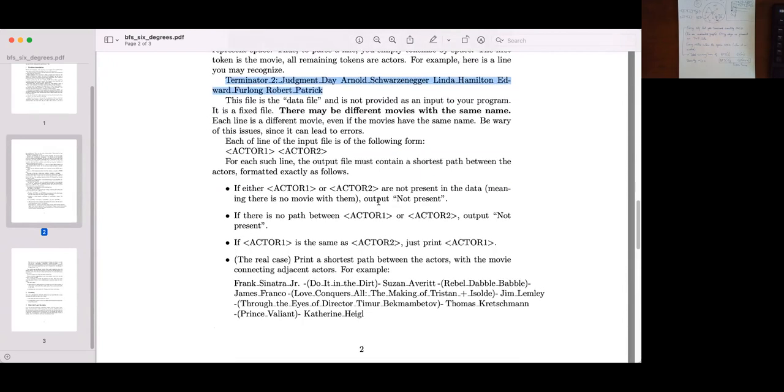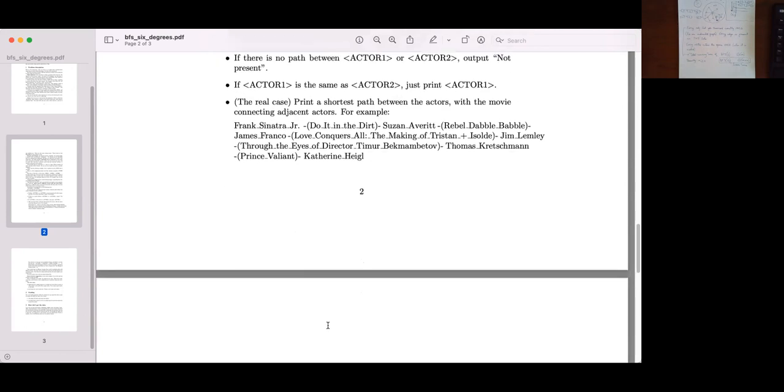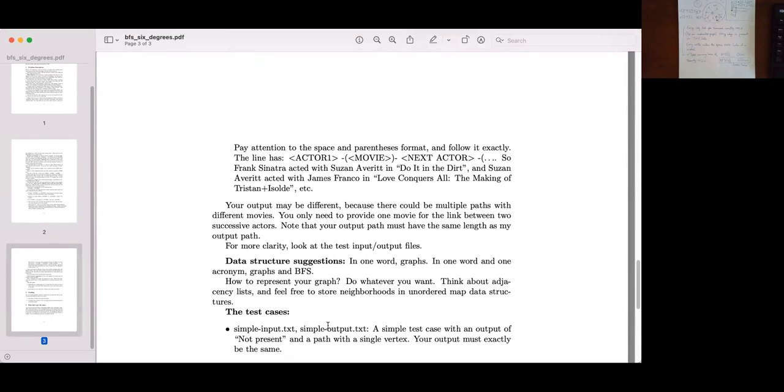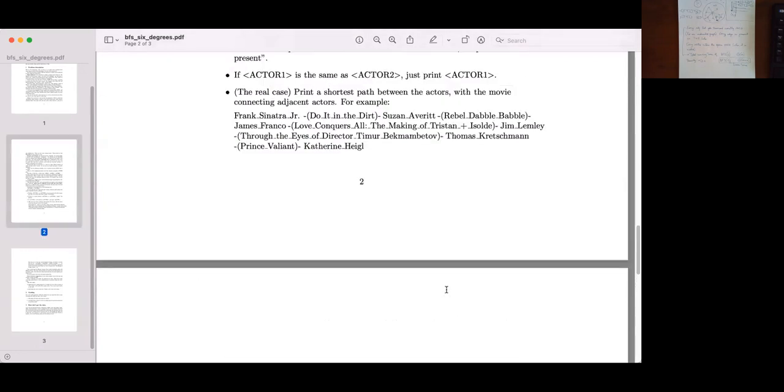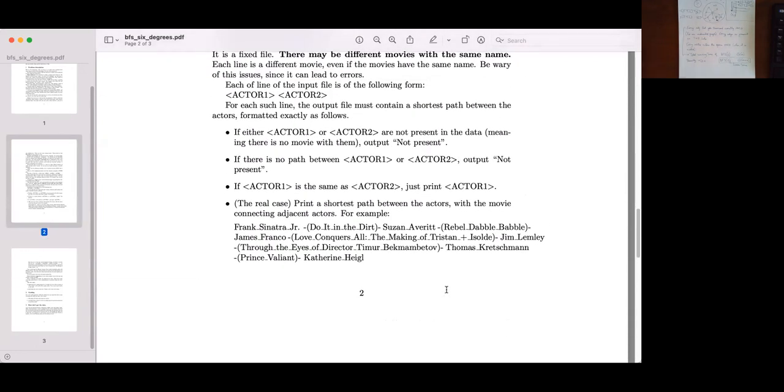I will give you a series of pairs of actors. I'll say, Frank Sinatra Jr. and Katherine Hagel, you have to give me a path output in this way. There are more details on how exactly to format, but essentially it's doing breadth first search in this graph called the co-actor network. And also if the path isn't present, then you have to say not present, and there are a few things that you need to do.